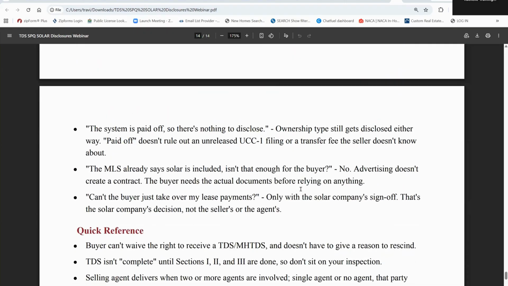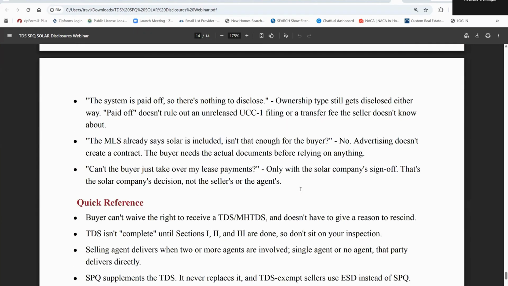On a solar property, the system is paid off, so there's nothing to disclose. Ownership type still gets disclosed either way. Paid off doesn't rule out an unreleased UCC1 filing or a transfer fee the seller doesn't know about. Especially on some of these older ones where maybe the company went out of business. I mean, some of these things could be a real mess. So getting to know this up front and having the seller fill this out early on is going to maybe jog their memory there. And so you can start digging into this ahead of time.